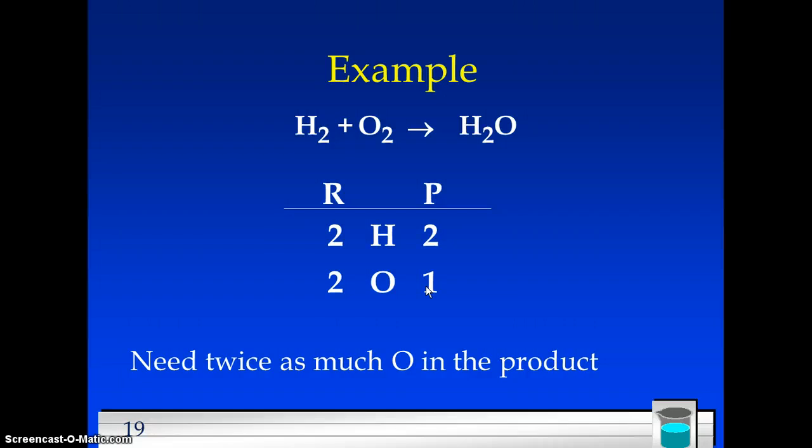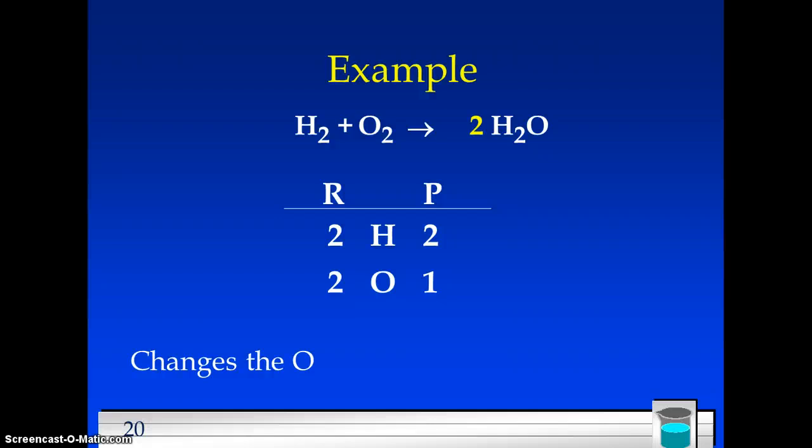Hopefully you said we need to add some kind of number out front. So let's say we put a 2 in front of the H2O. Now let's see, that changes the O's, because think of this as math. We're going to distribute that 2. In this case, it changes my oxygen, so that 2 gets distributed.